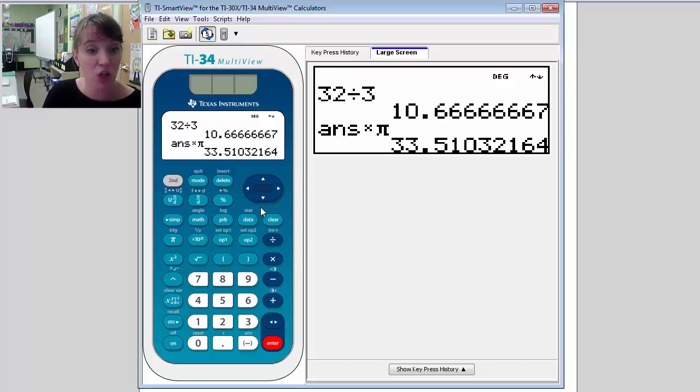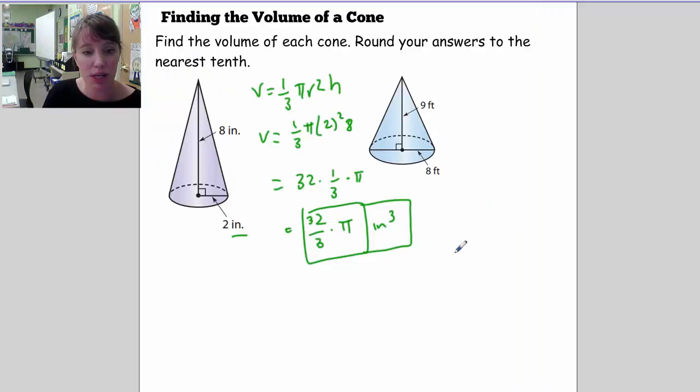33.5 inches cubed. Okay, and so we asked you to round it to the nearest tenth, and that's what your answer will be. Inches cubed. Whoops, I just have to do it in cubed.